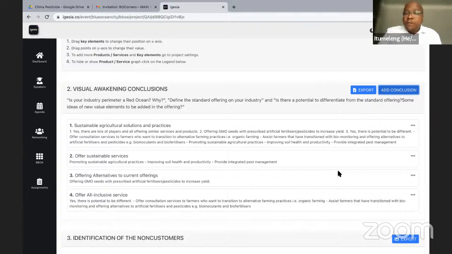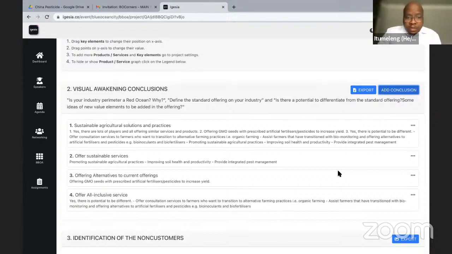And we are able to offer the solution from when the farmer makes a decision to transition all the way to full transition. So we're not just offering a one-time consultation or a one-time service. It is an ongoing service with the customer until they make the transition completely. And then we said we're offering an alternative to the current offerings. In this instance, we promote farmers to use our biopesticide and our biofertilizers instead of relying on GMO seeds and artificial fertilizer.